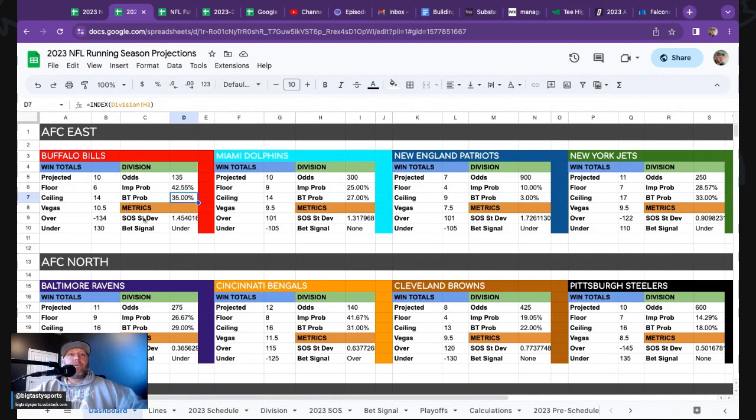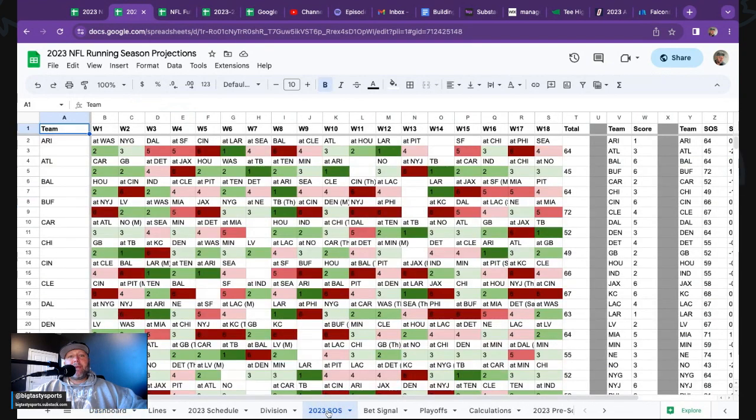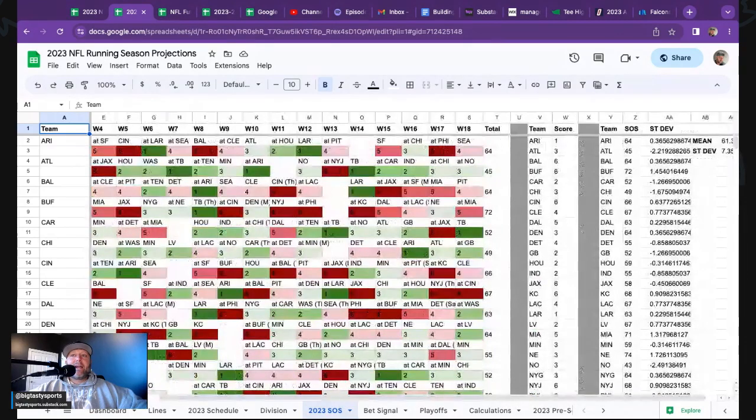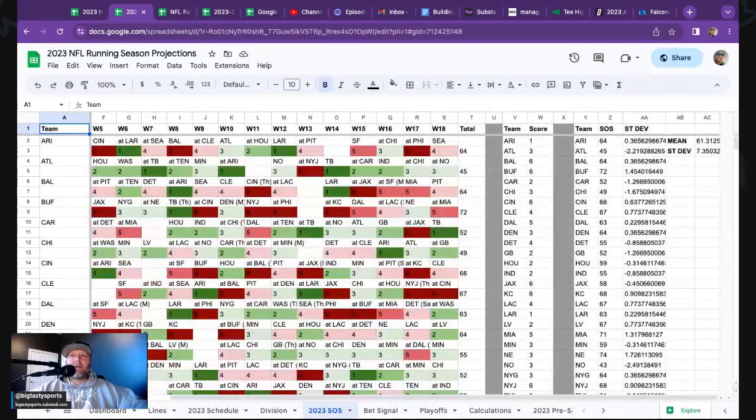All right, so there's two more things on here, and that is under this metrics bar. So the first one is SOS STDEV. What that means is strength of schedule standard deviation, which this comes for me from this strength of schedule tab. And again, if you're really into betting the NFL, I think some of these tabs actually have a lot of interest, and I'm going to talk about that a little bit here.